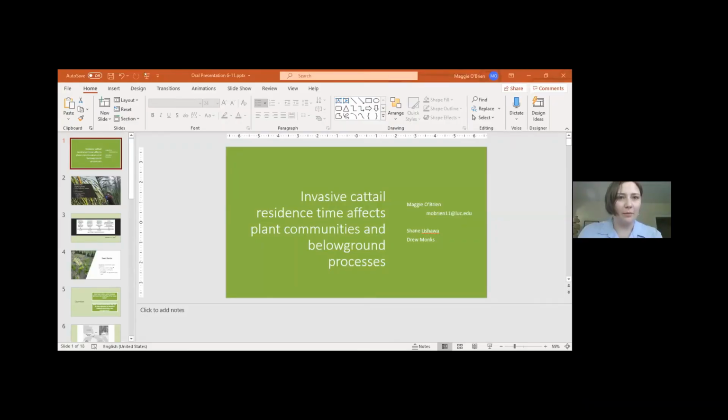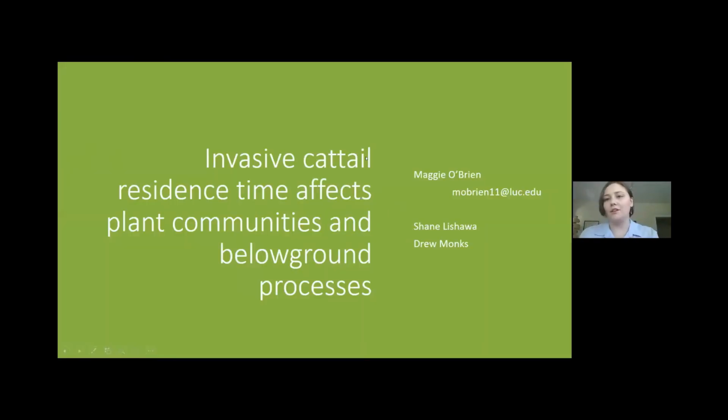So my name is Maggie O'Brien. I am a senior undergrad student at Loyola University Chicago, and this is my independent research that I've been working on for the past few years, looking at invasive cattail residence time and how that affects plant communities and belowground processes.